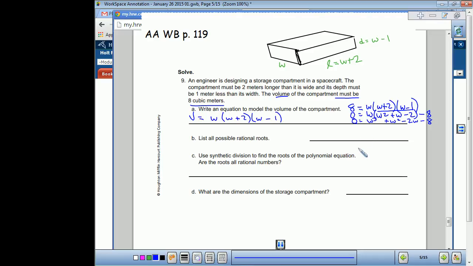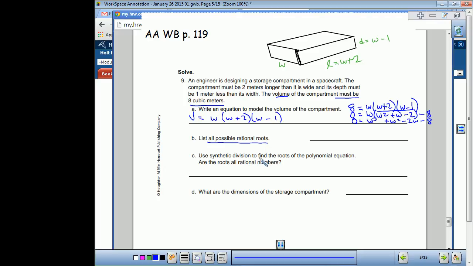Slightly better. Okay, so now we have the equation that we're going to solve. So this equation here models the volume. And in this specific example, they want the volume to equal 8. So to solve this, we set it equal to 0. That's how we solve polynomial functions. Part B asks us to list all the possible rational roots.